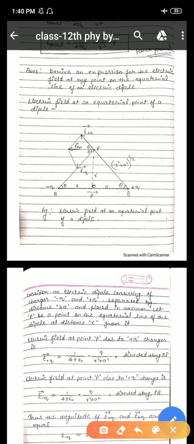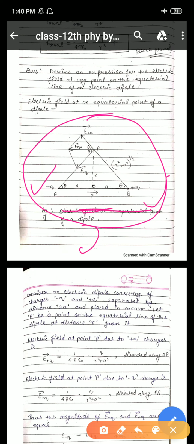See, observe this figure very carefully. This one is the dipole, this one is the minus q, this one is the plus q, and this one is the direction of dipole moment, and this distance is 2a. Distance of AB is 2a. Is it clear? Now we are taking a point P here at a distance r from the origin of dipole. Is it clear? Now see, suppose this one is the positive charge and this one is the negative charge.